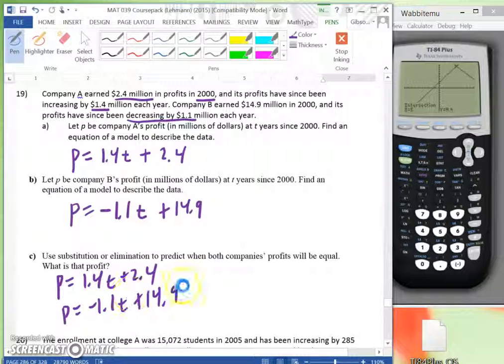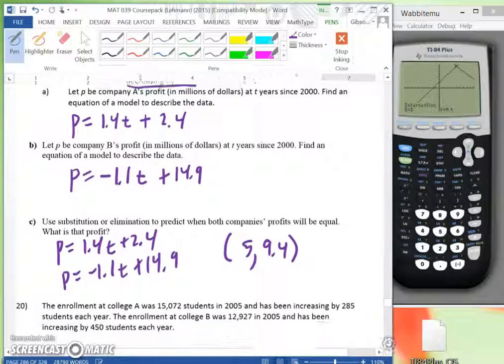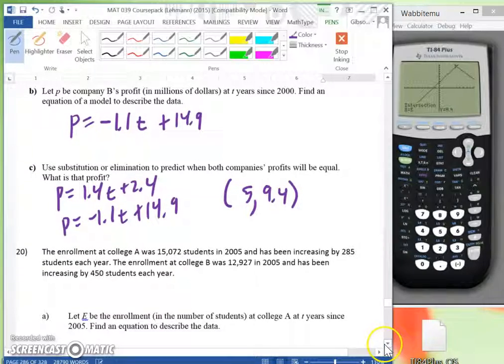So let us know what we're using. And our final answer here would be 5 and 9.4. Now, just for your notes, you can put use calculator, so you'll know where you got this answer from. Now we go to 20.